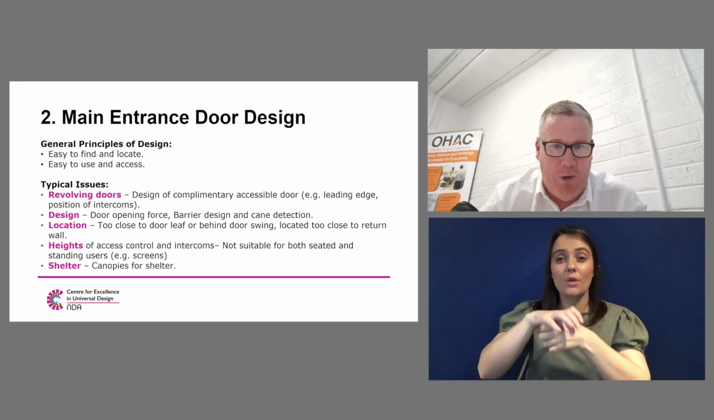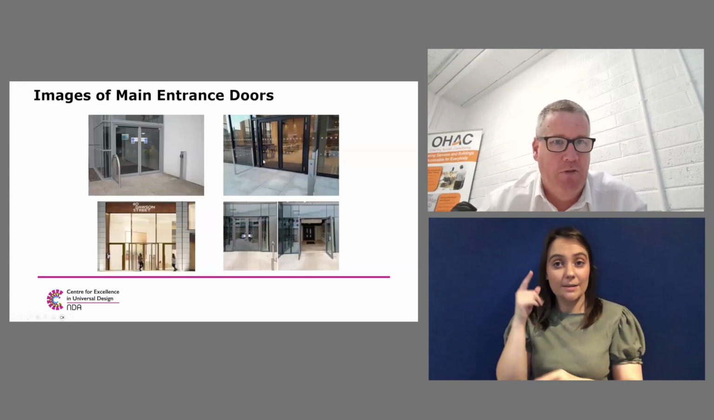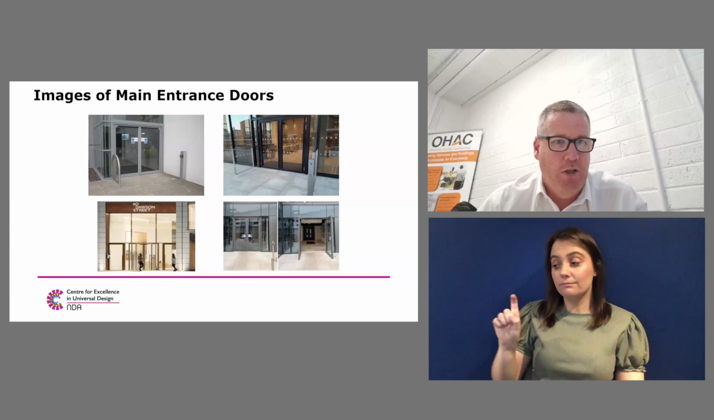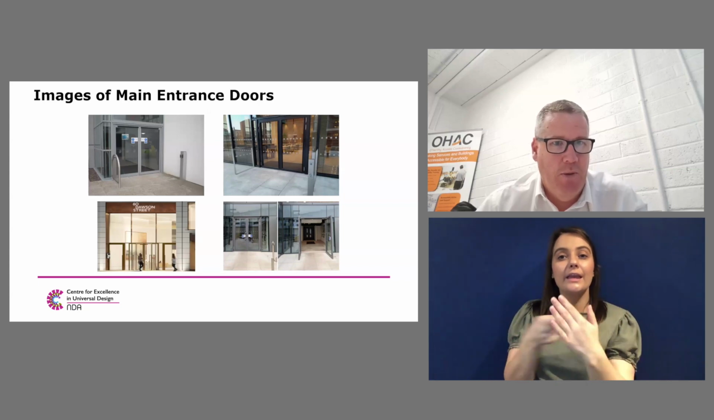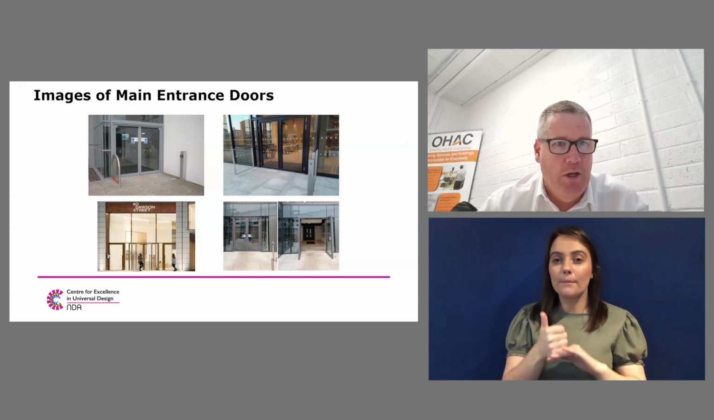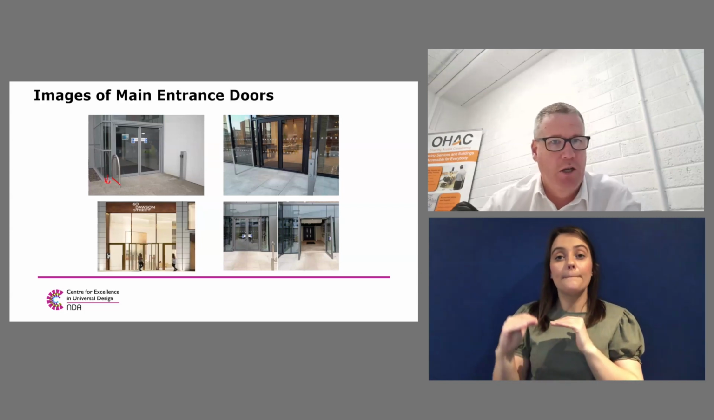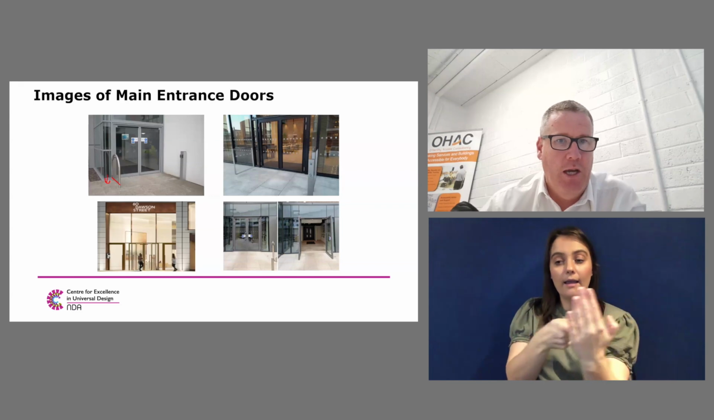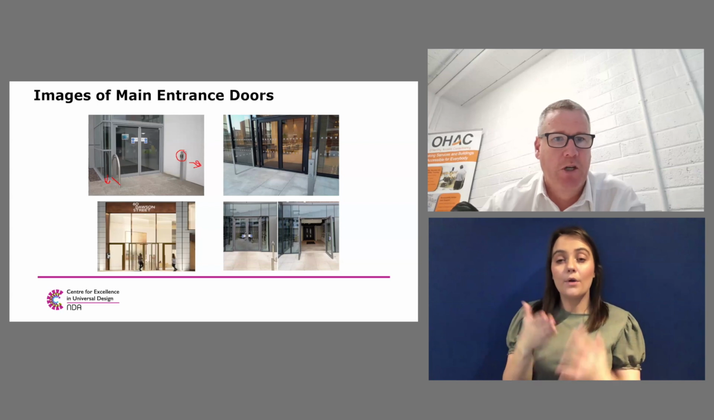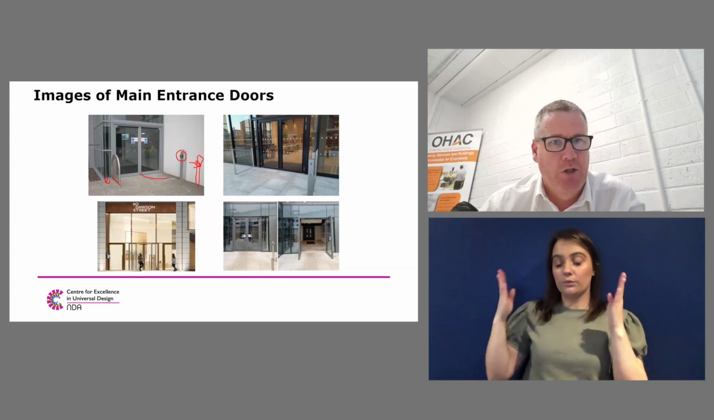So again, some good and bad practice examples of the main entrance door design here. On the top left, we have a power assisted door. So you push the button here and the doors open. You've got cane detection, and you can see on the bottom of this image, less than 300 millimeters above finished floor level, which means that when someone is using a cane, they will detect the barrier. And in this example, ideally the intercom or the access control is positioned slightly back, so that when someone pushes the button, the doors will be fully open by the time they reach the doors.